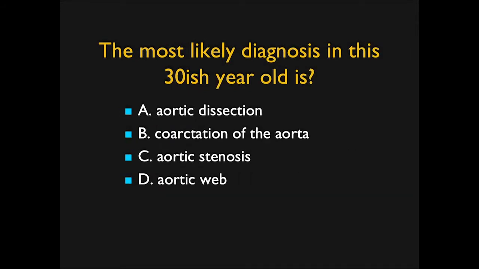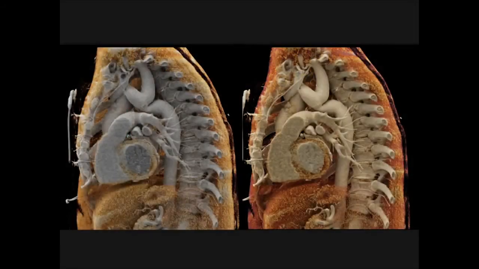The most likely diagnosis in this 30-ish-year-old is... it's a beautiful example using two different types of cinematic rendering. Look at the patient's dilated left subclavian artery. To me, when I see that and then, aha, there's narrowing just beyond it, that's classic coarctation. We wrote that in the article we published a couple of years ago about coarcs, talking about the large left subclavian, and this is just a beautiful example.